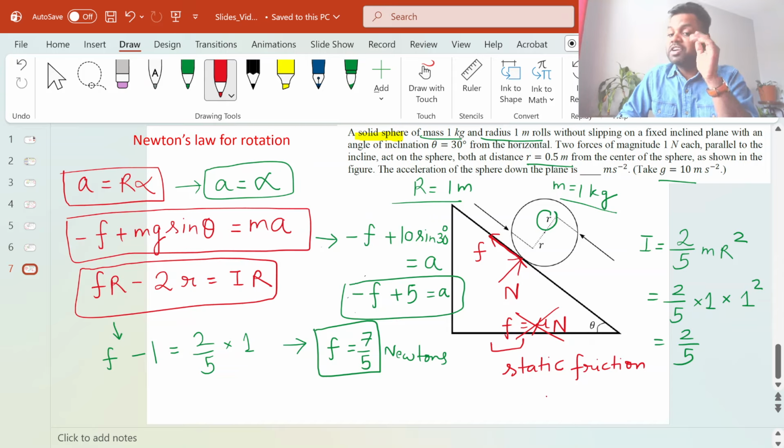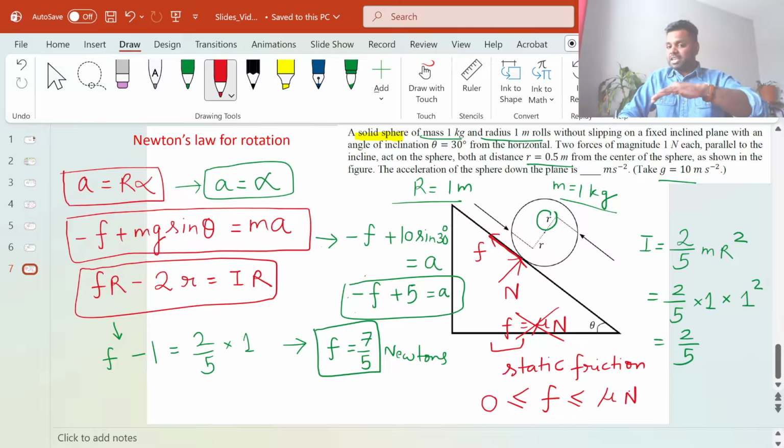Remember, the static friction is within a range, so the static friction can be anywhere between 0 and the maximum value mu N. If it was kinetic, if there was slipping, then it has to be a fixed value, right? But if it is static, it will be between that range, right? So you will find out that it is 7 by 5 Newton, okay? And if you write mu N, then you will mess this problem up. Then you are doing it wrong, right?